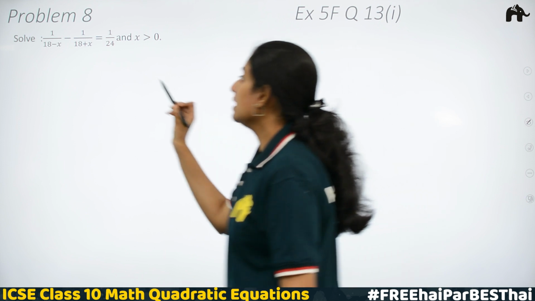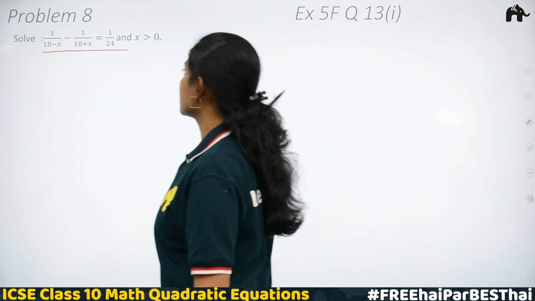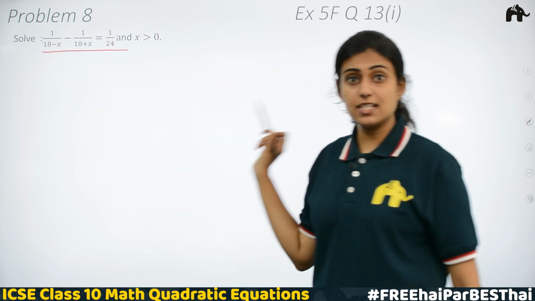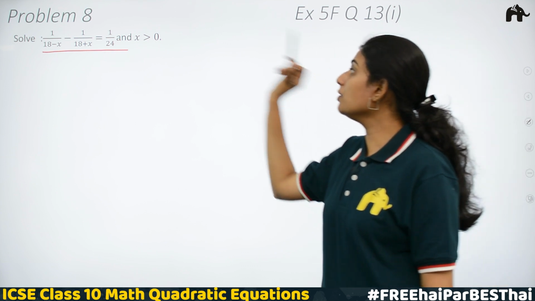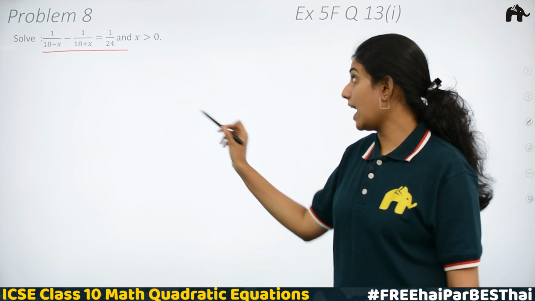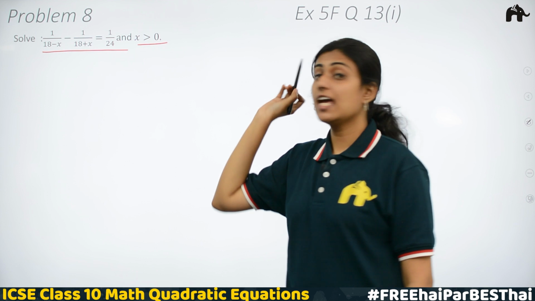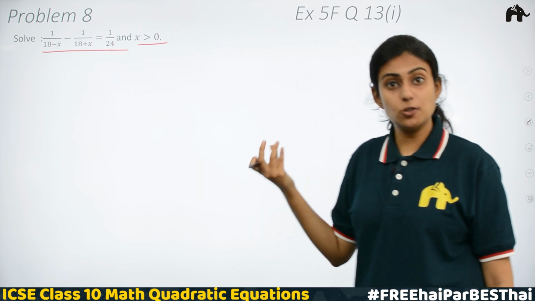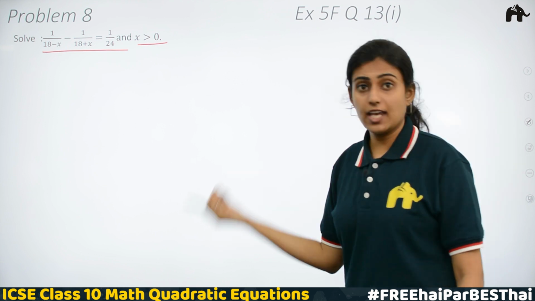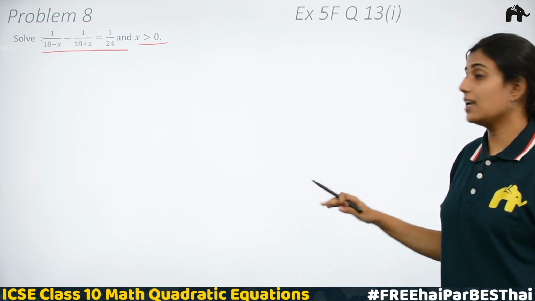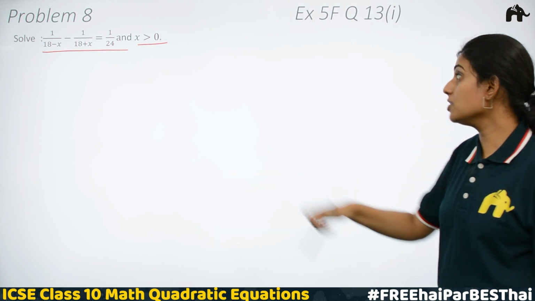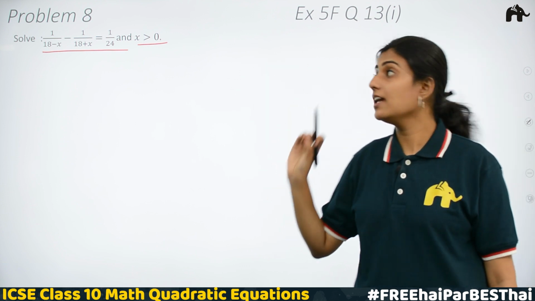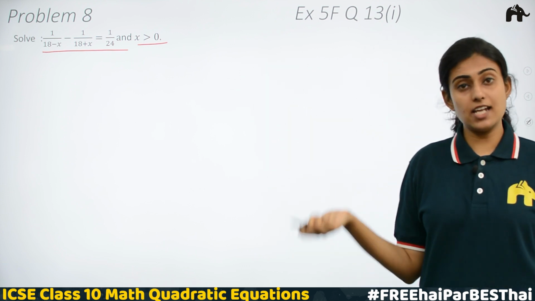Solve 1 by (18 minus x) minus 1 by (18 plus x) is equal to 1 by 24, and there is a condition, that is, x is greater than 0. When you solve this and get values for x, if the value of x is equal to 0 or less than 0, you can neglect those values and take values only where x is greater than 0.